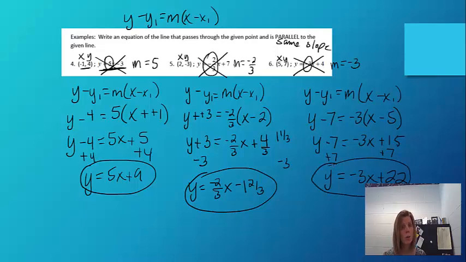And hopefully now you are able to write the equation of a line parallel to another line and also recognize if two lines are parallel.